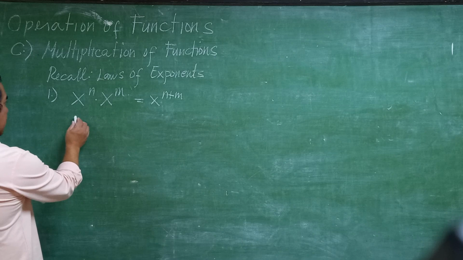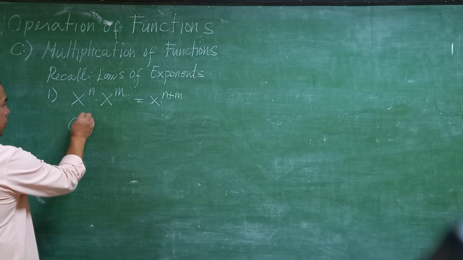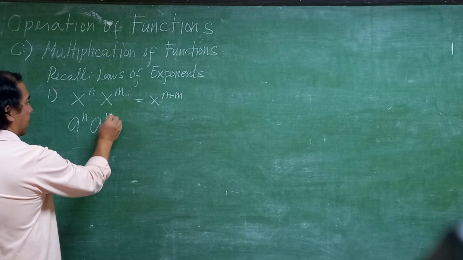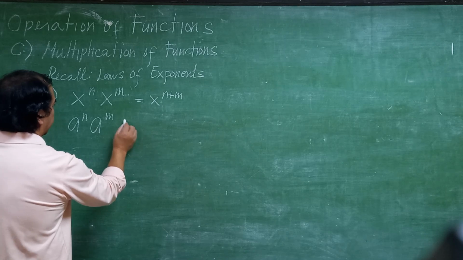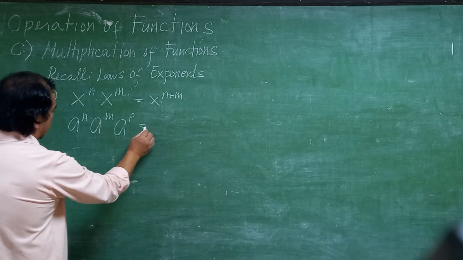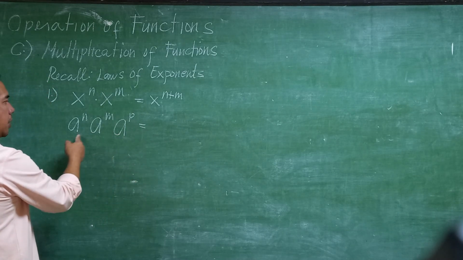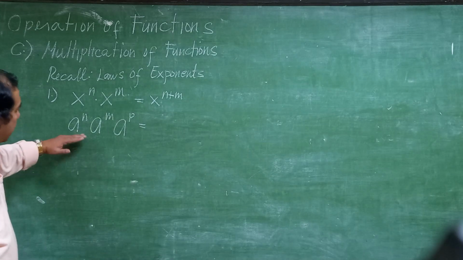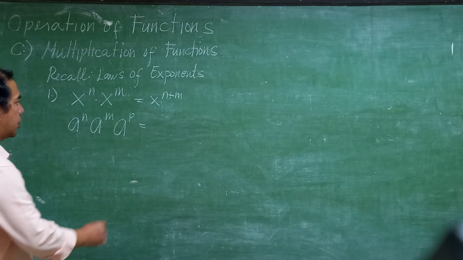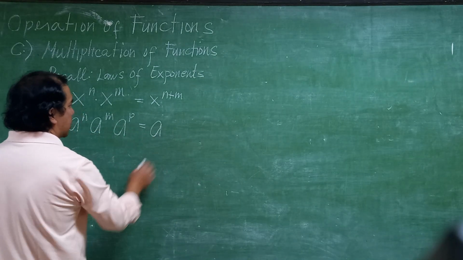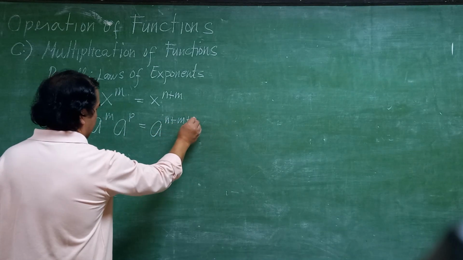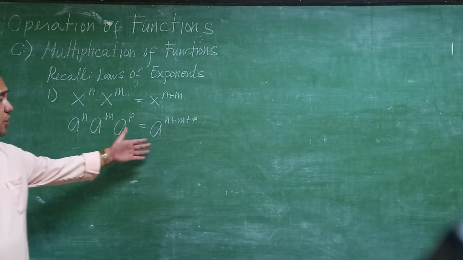Another illustration is a raised to n multiplied by a raised to m, then a raised to p. So what would be the result? You notice that they have the same base. The base is the lower number, which is a. Since they have the same base, we will copy the base and then add the exponents. So that is n plus m plus p.